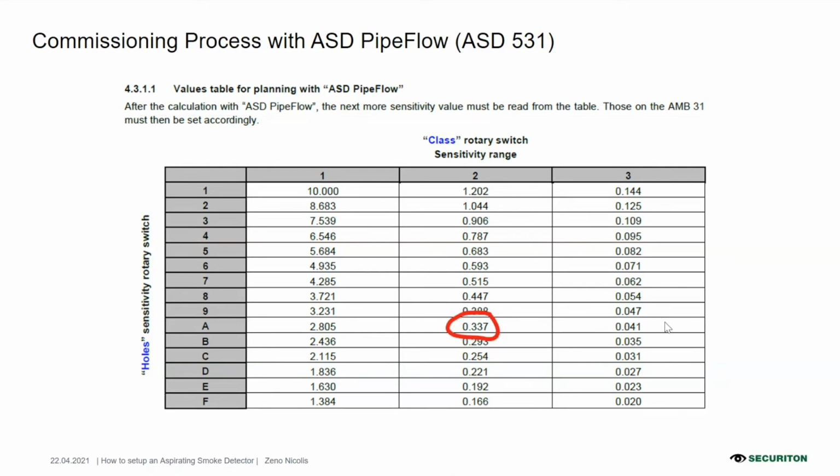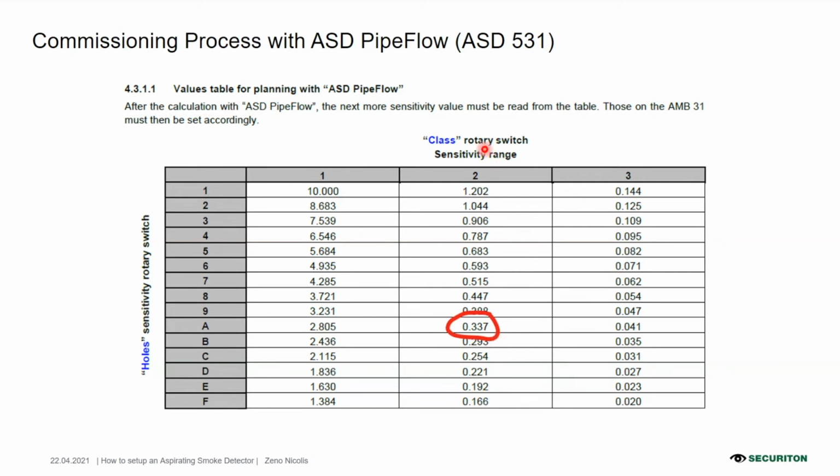Okay, so now the difference is we are not just selecting the class and the number of holes, but we just find out the value inside of the unit that is matched with the value from the ASD Pipe Flow, from the designing software. So in this case, I can find this value in this chart. That is like, how do I set it?